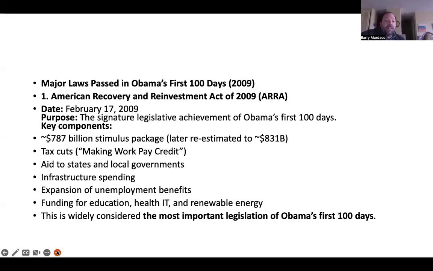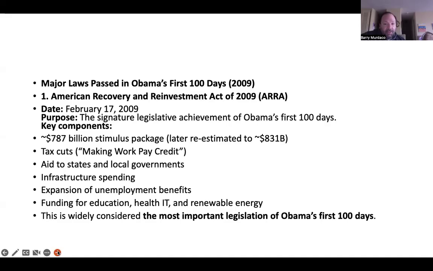But probably the most significant thing that happened during Obama's first 100 days was the so-called Obama stimulus, the American Recovery and Reinvestment Act of 2009. I'll pretty much end things here. I won't get to talk about Biden. I have addressed it, I think, in other classes. But let's talk about the Obama stimulus, what it was.